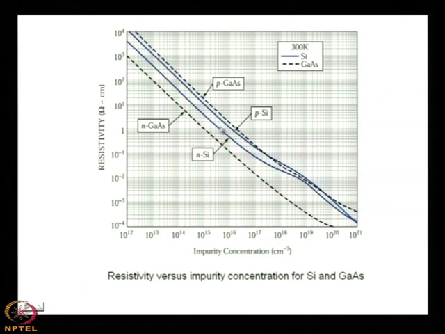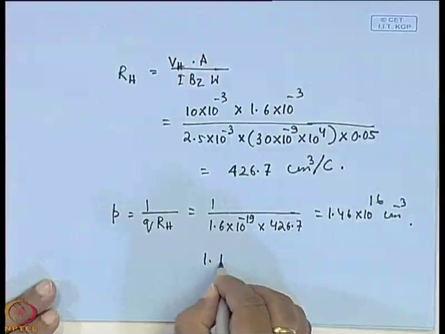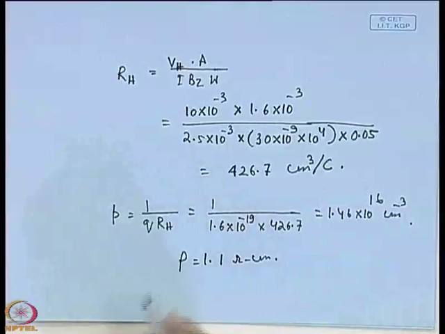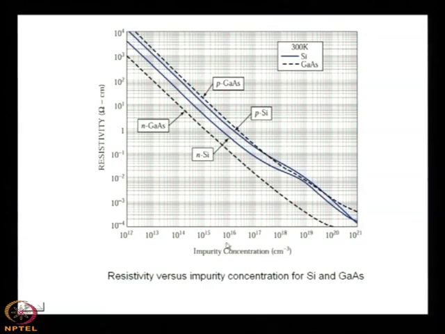From the graph we find that rho is 1.1 ohm centimeter precisely. In exam such a graph will not be given, so the value will be provided. Otherwise, you have to take the value from a graph. But a data sheet is available for all materials. So, if you know the impurity concentration, from it you can find the resistivity, and from the resistivity you can measure the mobility.